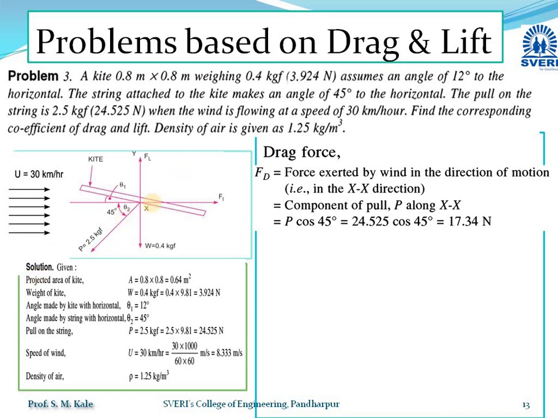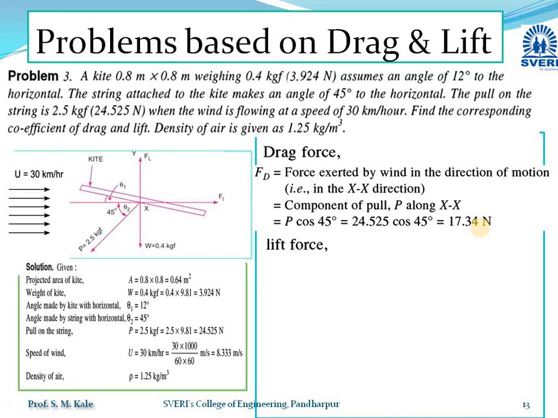So here, drag force is the force exerted by the wind in the direction of motion, that is along the x-axis direction. As the weight component along the horizontal direction is equal to 0, only one component will be there, the component of pull along the x-axis direction, and that value will be equal to P cos 45, because this is the adjacent side. Here I have considered the value of drag force towards this direction as positive. P cos 45 is equal to 17.34 Newton, that is the value of drag force.